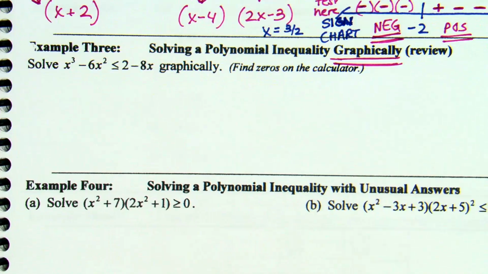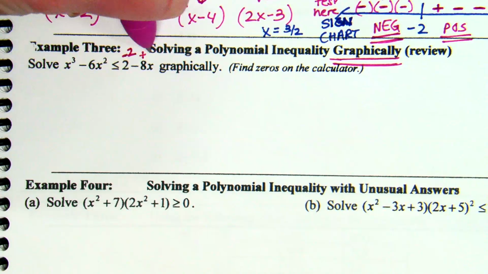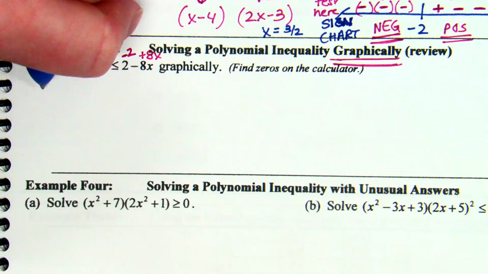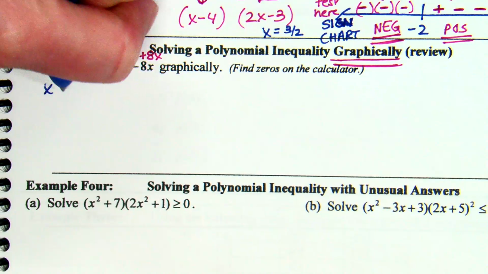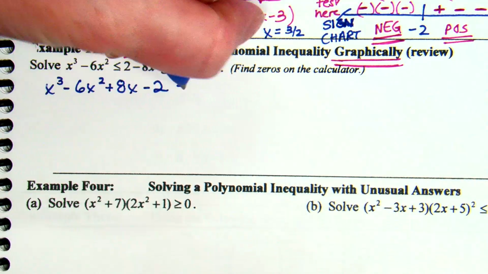What has to happen before I can even start this problem? Yeah, we have to get it equal to 0. We have to get 0 on one side, yes? So the easiest thing to do here is to subtract 2 over and add 8x over, giving me the inequality x cubed minus 6x squared plus 8x minus 2 less than or equal to 0.